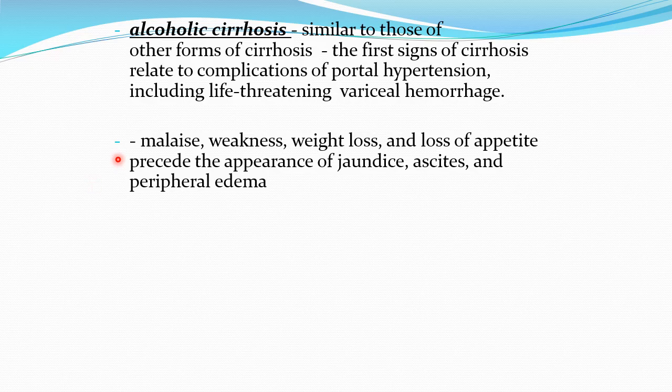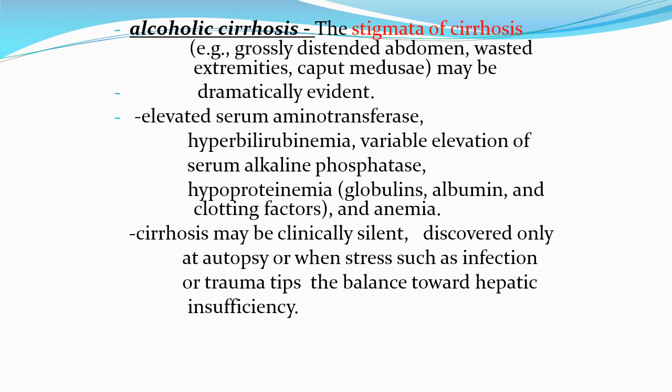And alcoholic cirrhosis. It is similar to other forms of cirrhosis. The first signs of cirrhosis relate to the complications of portal hypertension, including life-threatening variceal hemorrhage. Then mild symptoms are malaise, weakness, weight loss, and loss of appetite, and they precede the appearance of jaundice, ascites, and peripheral edema. Generally, as stigmata of cirrhosis, there is a grossly distended abdomen, wasted extremities, and caput medusae may be dramatically evident.